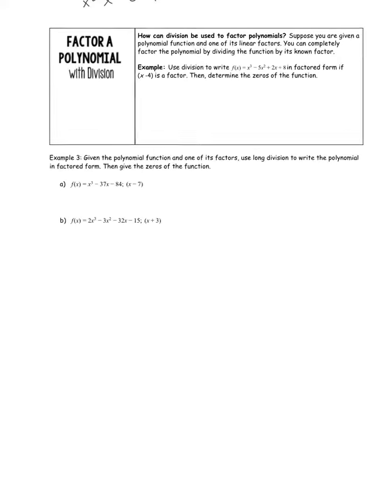Alright, so now we're going to factor a polynomial with division. So we're going to use division to factor the polynomial. So suppose you're given a polynomial function and one of its linear factors. You can completely factor a polynomial and then find its known factors. So the cool thing is we can use synthetic division to do this. You can also use long division if you like that better.